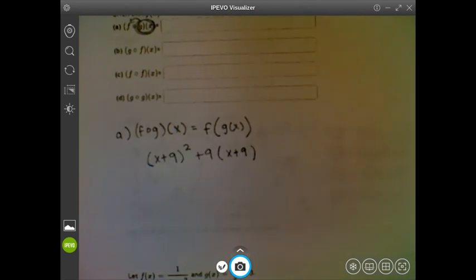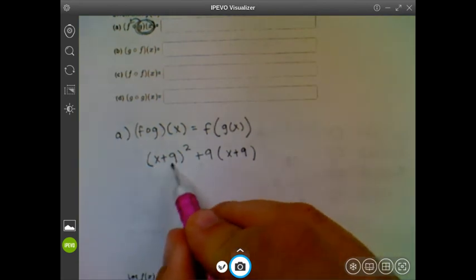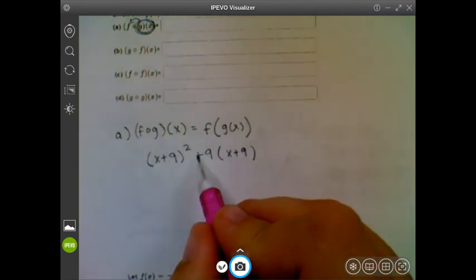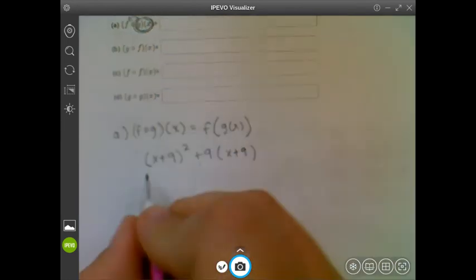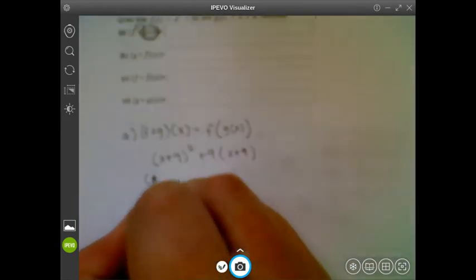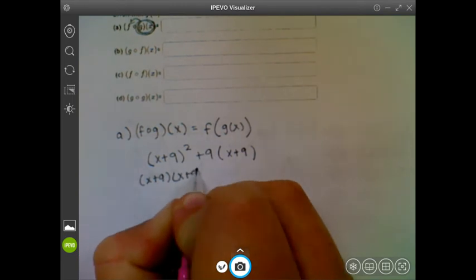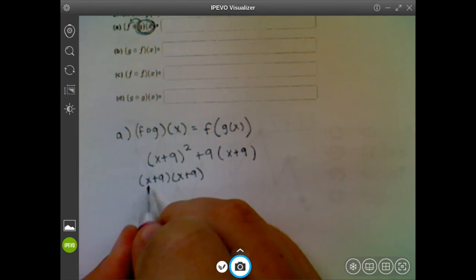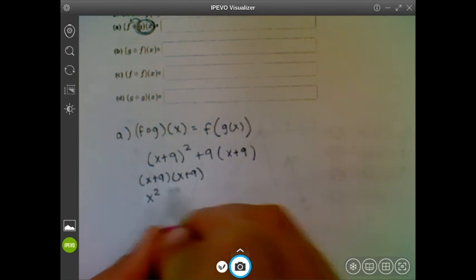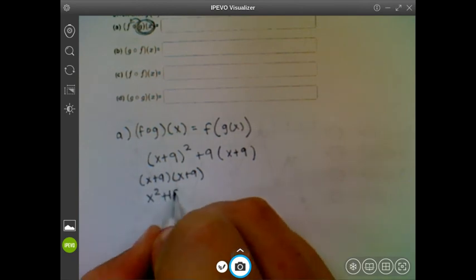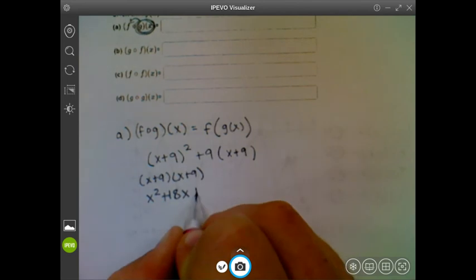All right, we do have to simplify this. So I do have to go ahead and take care of this x plus 9 squared and distribute, combine like terms. So x plus 9 squared is x plus 9 times x plus 9. And you've probably multiplied this a ton of times, right? x squared plus 9x plus another 9x will give me plus 18x, and then plus 81.